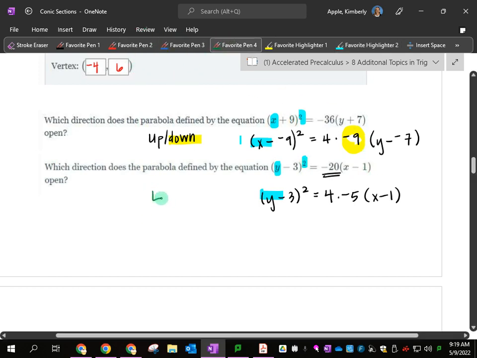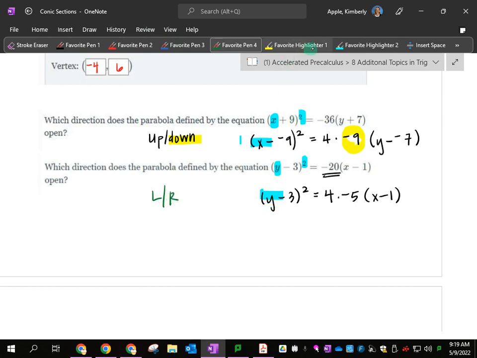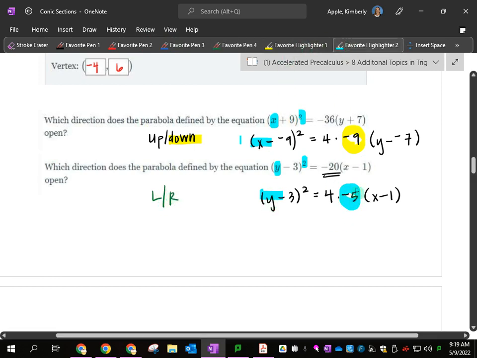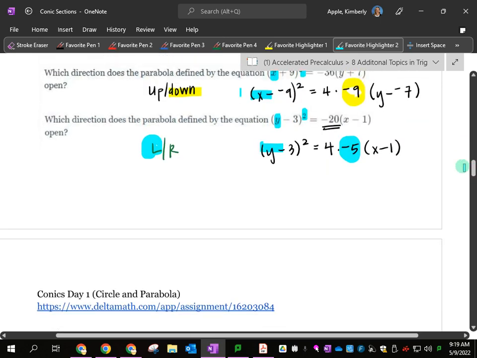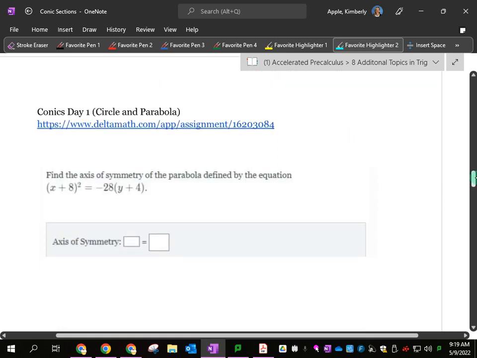So if this is a left-right opening parabola, is it left or right based off this? What do you think? Left. Absolutely left, because the p is negative. Oh, okay. I thought you meant. It's okay. All right, easy peasy on the opening.